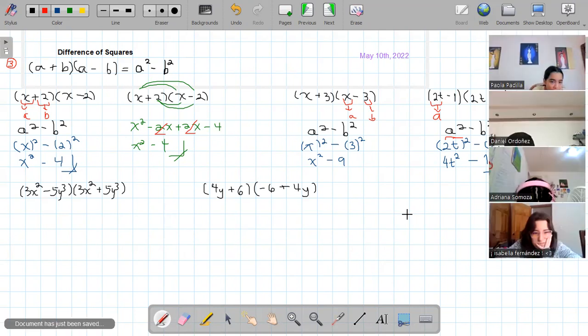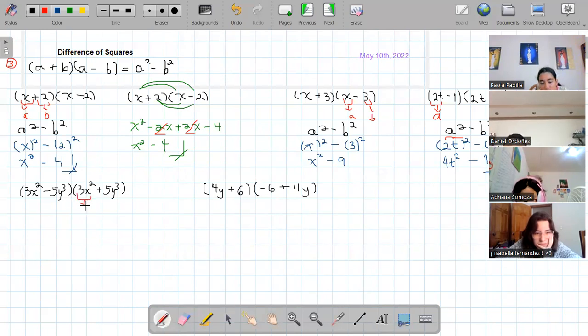How much is A? 3x squared. Very good. I want to identify it from here. It doesn't matter because both first terms of each parenthesis are the same. How much is B? 5y to the third power. And I want to identify it from here. Does it matter that I identify it like that? No, because I'm identifying it from the right of the sign, okay? So it will be practically the same.